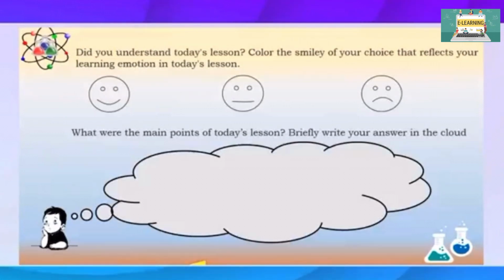Did you understand today's lesson? Color the smiley of your choice that reflects your learning emotion in today's lesson. Another one, what were the main points of today's lesson? Briefly write your answer in the cloud.